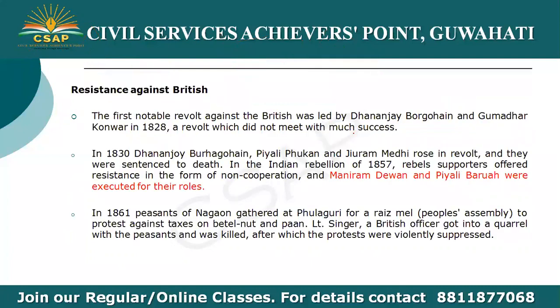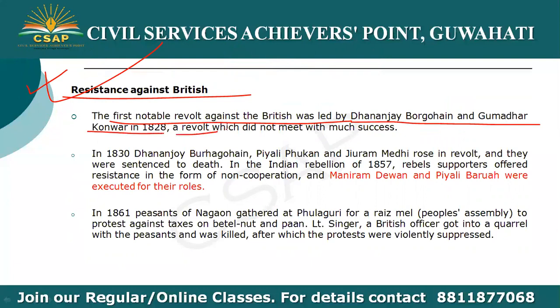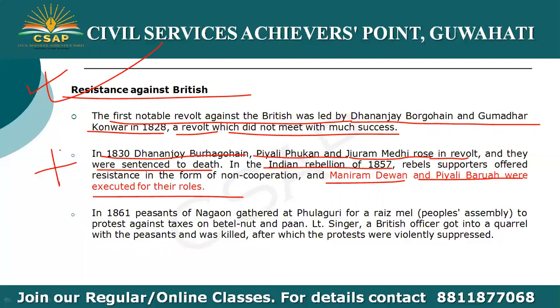Now, as I have mentioned, due to the policies of the British, there was resistance against the British. The first notable revolt against the British was led by Dhananjay Borgohai and Gumdar Kuwar in 1828, a revolt which did not meet with much success. Again, in 1830, Dhananjay Borgohai, Purely Phukan and Jura Medhi rose in revolt, and they were sentenced to death. In the Indian Rebellion of 1857, the martyrs of Assam were Moniram Dewan and Purely Borua, who were executed for their roles in the rebellion. So these are important points for prelims and mains. These questions can be asked. In the Indian Rebellion of 1857, the two martyrs of Assam were Moniram Dewan and Purely Borua.